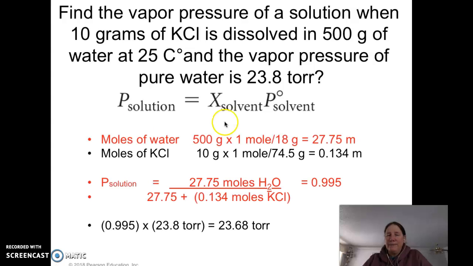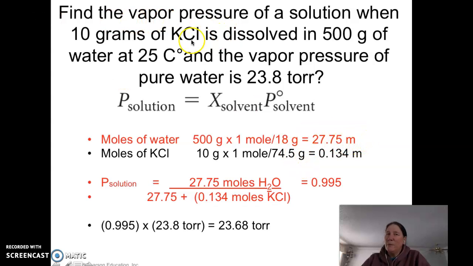To do that, we've got to find our moles of water. So we take 500 grams of water and divide by 18 because that's its formula mass. So this is how many moles of water are in here: 27.75.